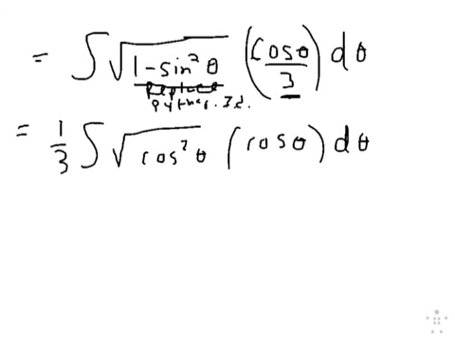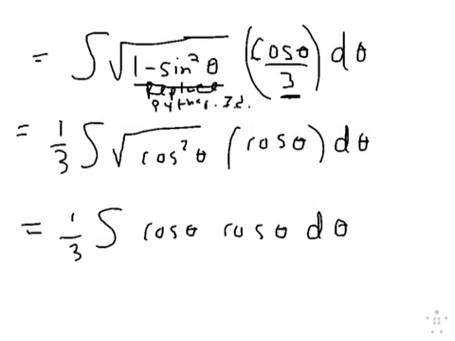Okay, then we keep cleaning. So we have 1/3 integral. Well, the square root of cos squared, that's what's going to take us back to cos. And then we're going to have cos times cos, which is cos squared. So we're going to have 1/3 integral of cos squared theta d theta.